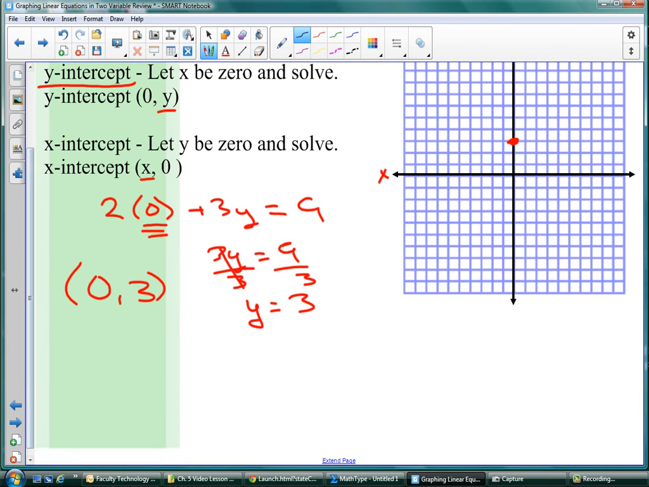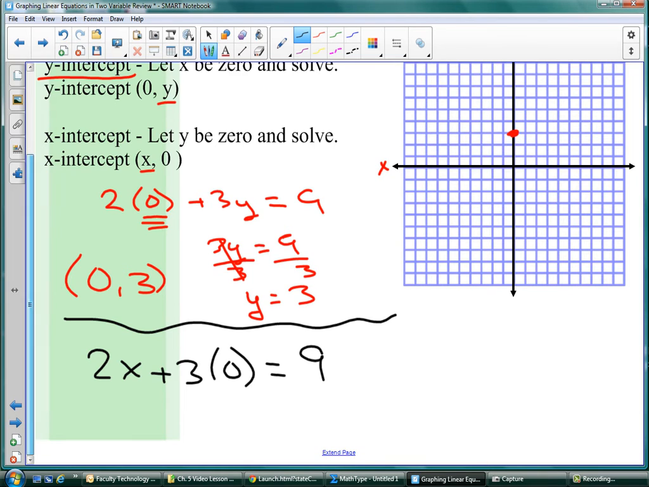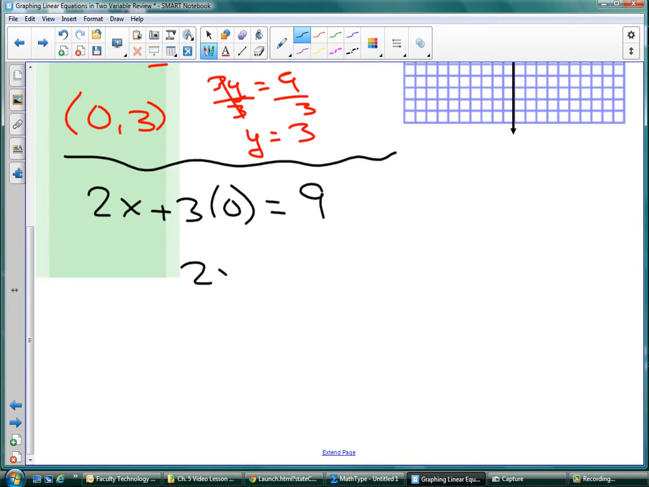Now I'm going to find my x-intercept. As it says, I'm going to let y be 0 and solve for x. So to find my x-intercept, I have 2x plus 3 times 0 is equal to 9. That gives me 2x is equal to 9. Divide by 2 on both sides, and I get x is equal to 4.5. Notice you can have a decimal. There's nothing wrong with a decimal. It's just as good as any other number.